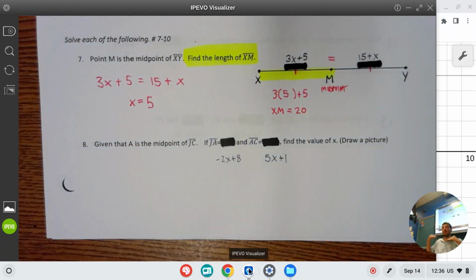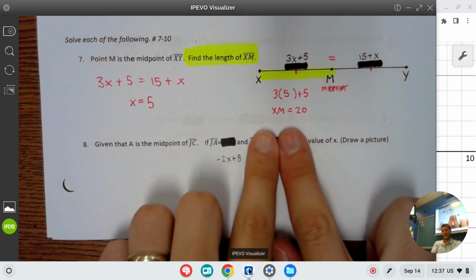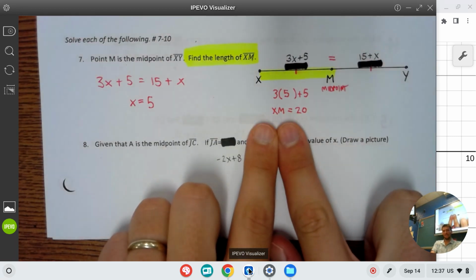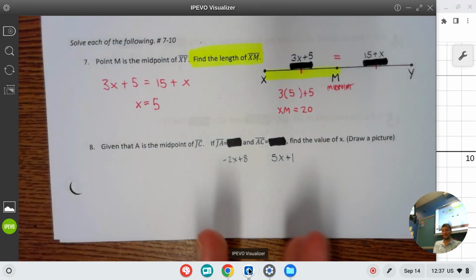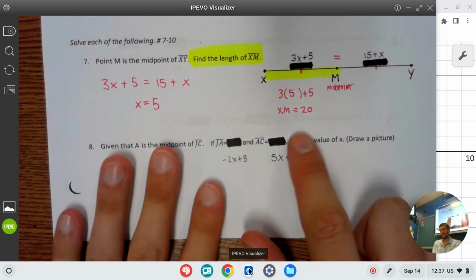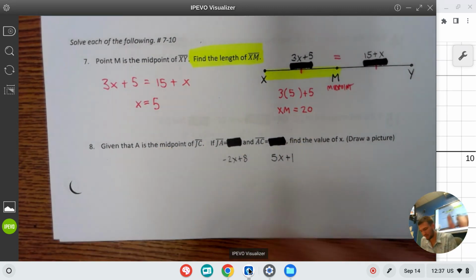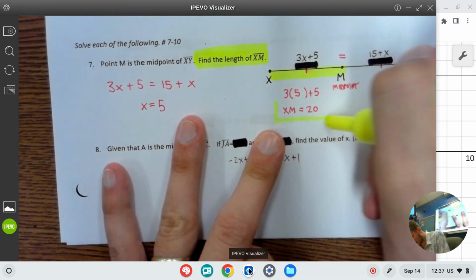Remember, if we don't put any lines on the top at all, that means the distance. So the way I wrote it here, XM, no lines, means the distance of XM, which is 20. So even though I didn't put a line on top, that's actually correct.